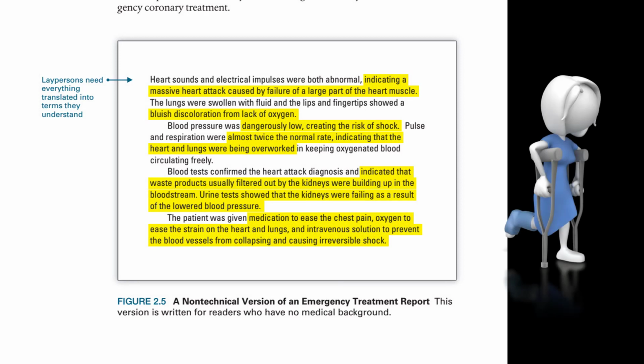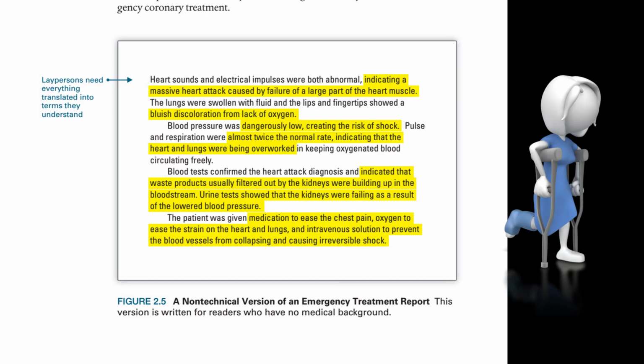Well, heart sounds and electrical impulses were both abnormal, indicating a massive heart attack. Thank goodness they called it that instead of the pulmonary infarction, where I'm trying to guess through my watching of whatever I watch on TV what that actually means. They just line it out for me here. It's a massive heart attack caused by a failure of the heart muscle. There was some lung problems. They got fluid in them, and there was some bluish discoloration, and that was because of a lack of oxygen.